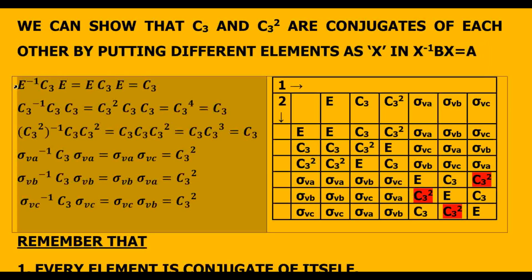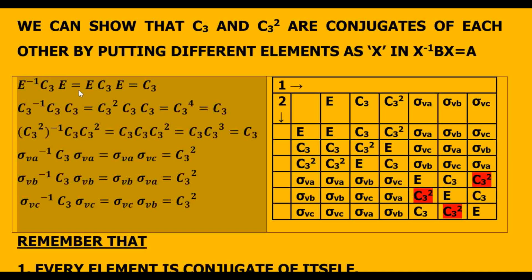Look at the first equation. You have C3 in place of B. In all these equations, we will put C3 in place of B, we will keep it constant, whereas one by one we will change the x. So first we will put x is equal to E, and therefore x inverse becomes E inverse. So the equation becomes E inverse C3 E.